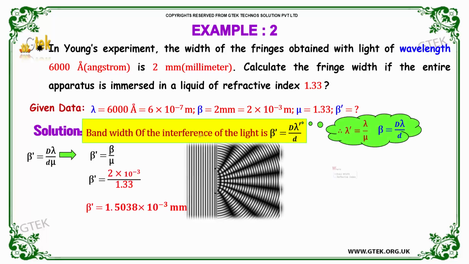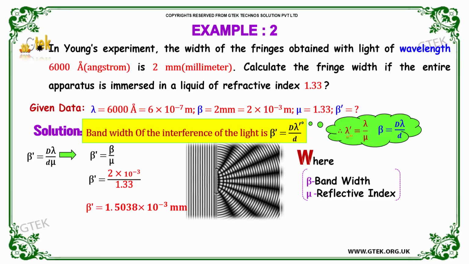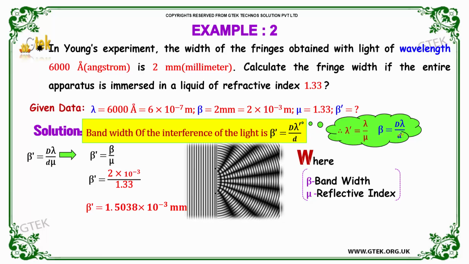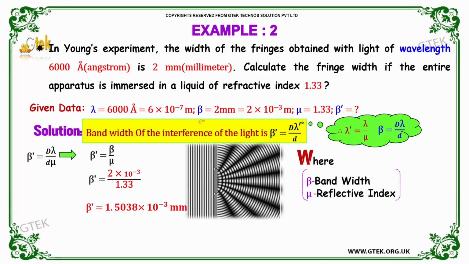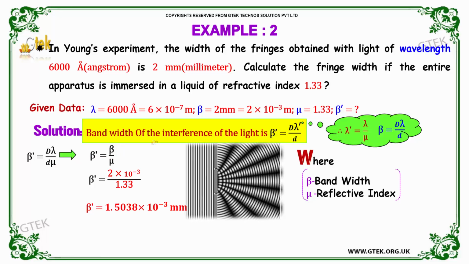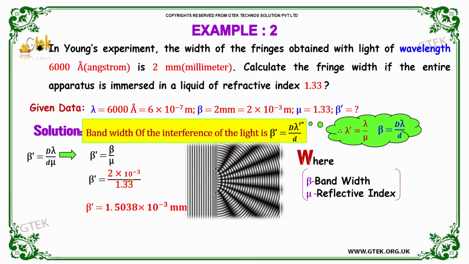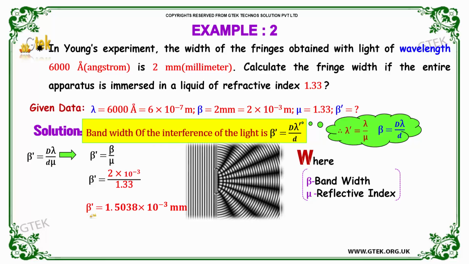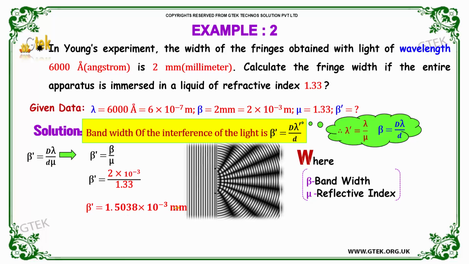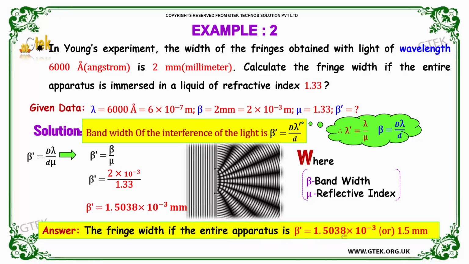The solution is the fringe width of interference of light is beta dash equal to D into lambda dash divided by d, where lambda dash is equal to lambda divided by mu, and beta is equal to D into lambda divided by d. You get beta dash is equal to D into lambda divided by d into mu. So beta dash is equal to beta divided by mu. Putting the value of beta, 2 into 10 power minus 3 divided by 1.33, you get beta dash equal to 1.5038 into 10 power minus 3 meter. The fringe width when the entire apparatus is immersed is 1.5 millimeter.